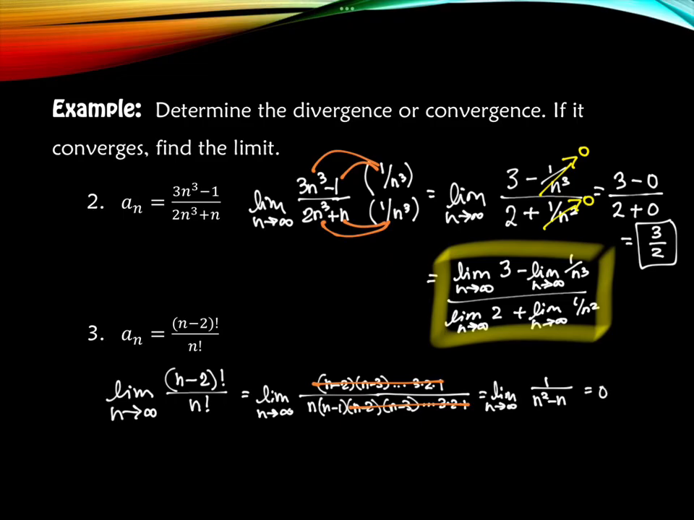So in each case of these two on the screen, I found the limit. And what that means, since I'm able to find the limit, is that it converges. Notice we didn't need to know it converged to find the limit. We attempted to find the limit, and when we were able to do so, now we know it converges.